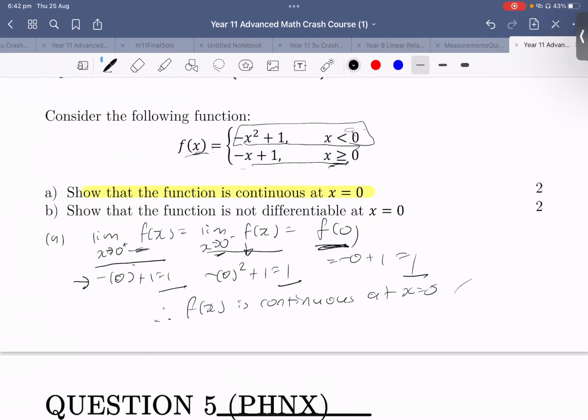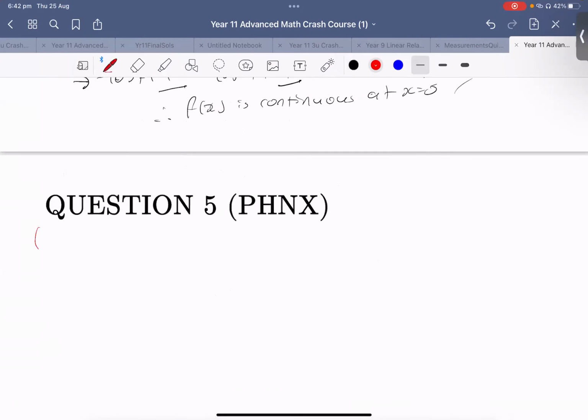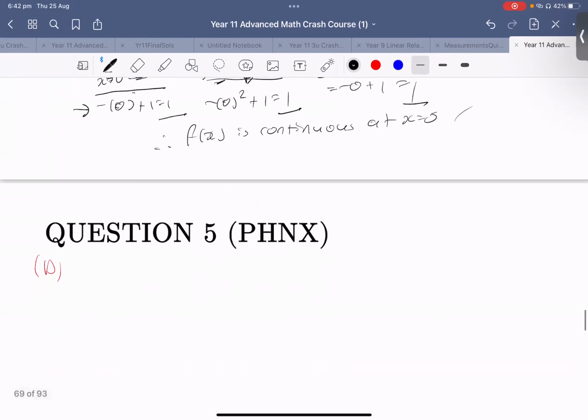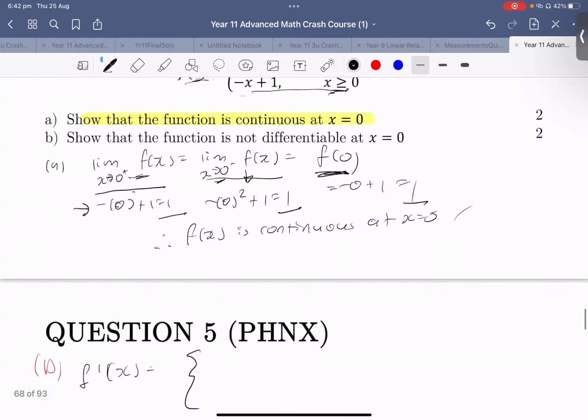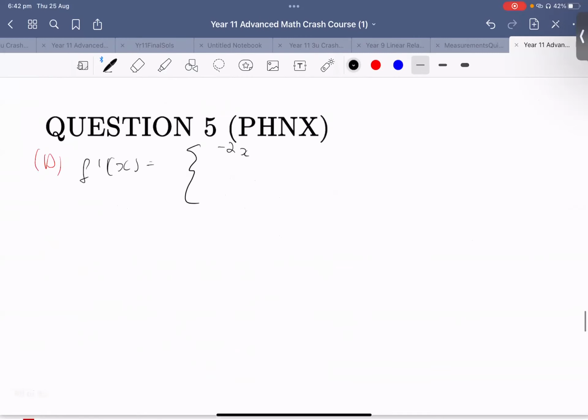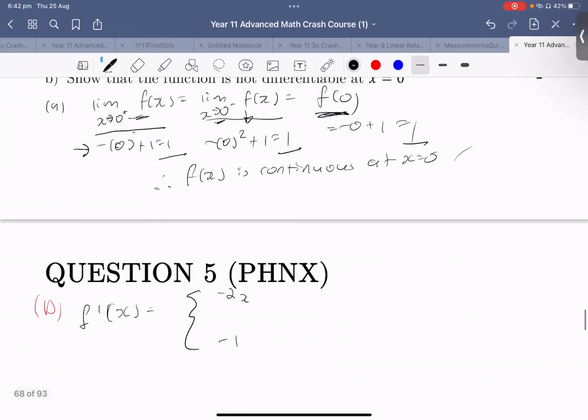Now we need to show that the function is not differentiable at x is equal to 0. Most of you guys will just draw it out and show that there's a vertical cusp, but there's a more professional way to do it. Let's consider the derivative, right? So minus 2x, derivative of this is minus 1. This is for x is less than 0, and this is for x is greater than or equal to 0.